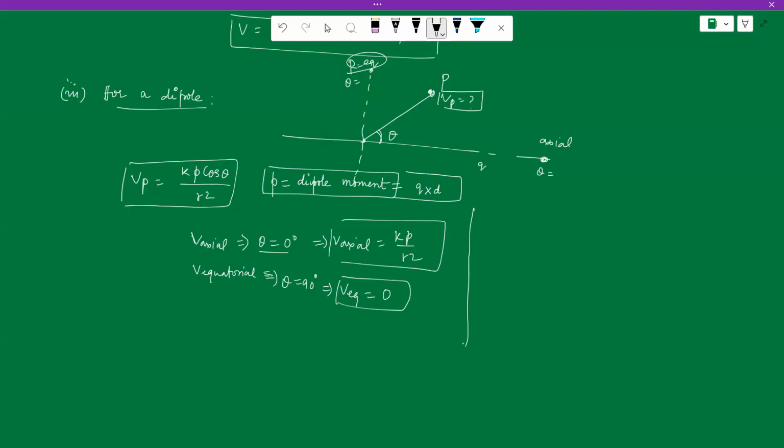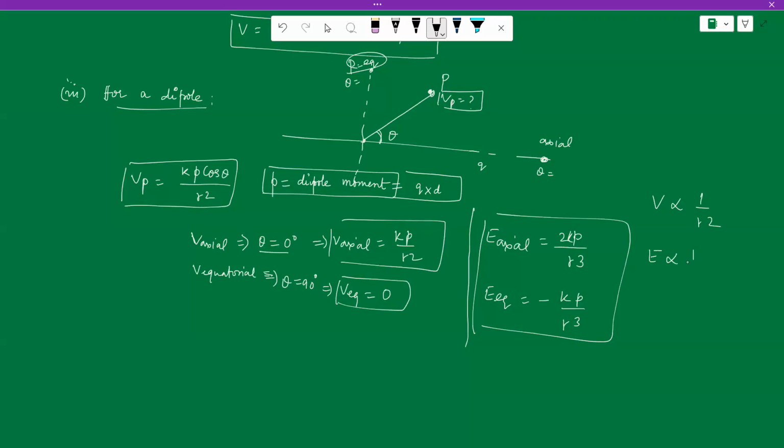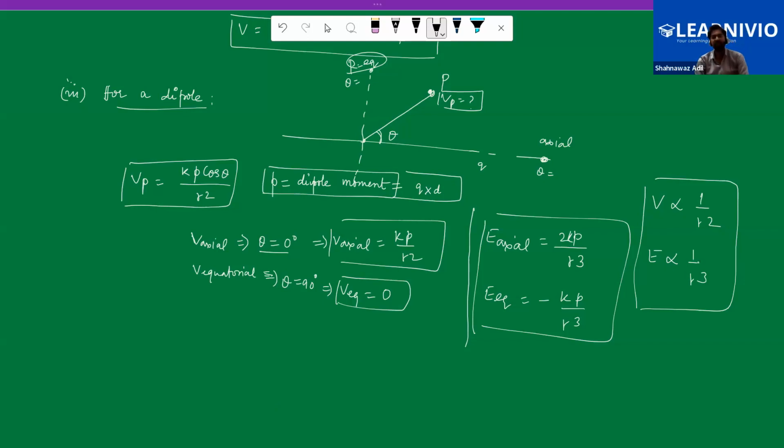And if we compare it with the electric field, electric field was 2 Kp by r cube. And for equatorial, this was minus Kp by r cube. So we see that the electric potential is varying like 1 by r square, and the electric field is varying like 1 by r cube. So this is what happens for the case of dipole.